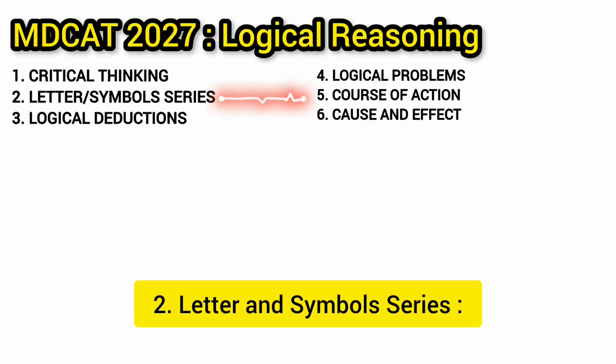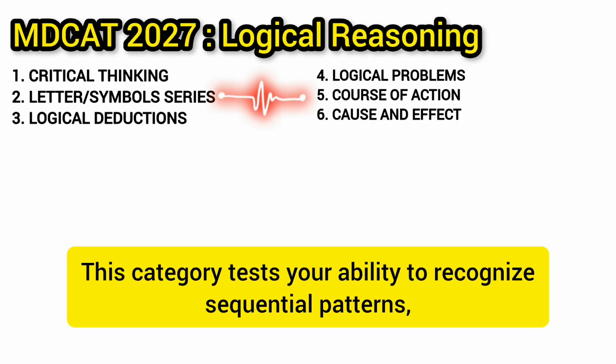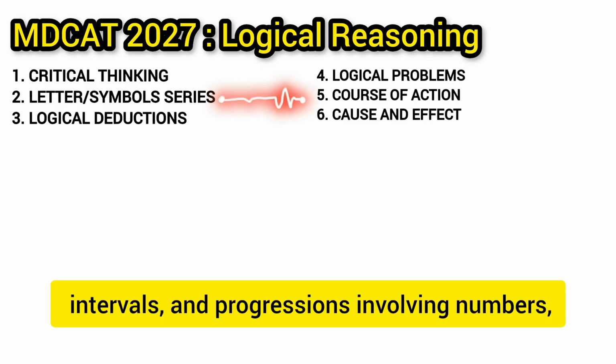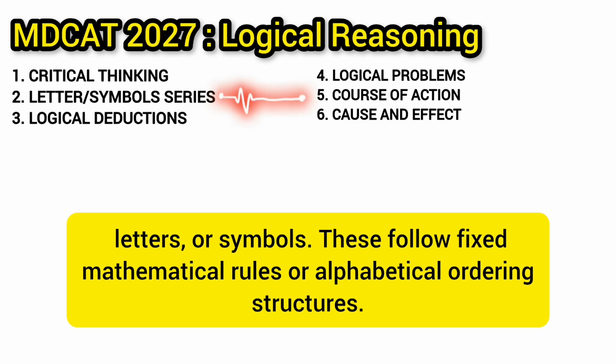2. Letter and symbols series. This category tests your ability to recognize sequential patterns, intervals, and progressions involving numbers, letters, or symbols. These follow fixed mathematical rules or alphabetical ordering structures.